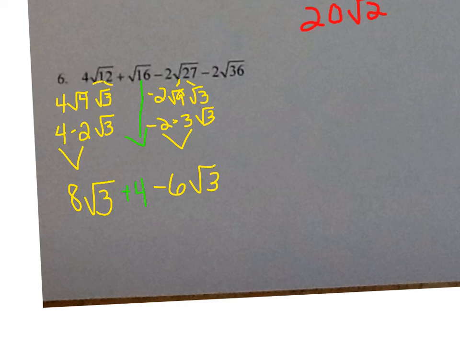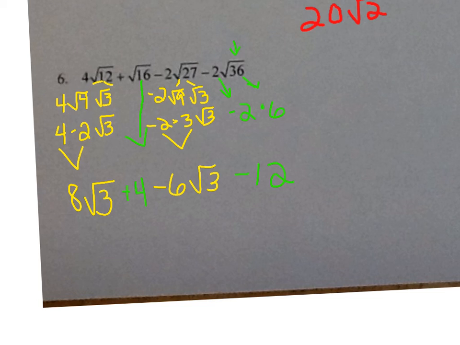And then look at that last term. We have this square root of 36. That's actually a perfect square. But we still have that negative 2. So it's negative 2 times, and then the square root of 36 is 6. So we have negative 2 times 6 is negative 12.